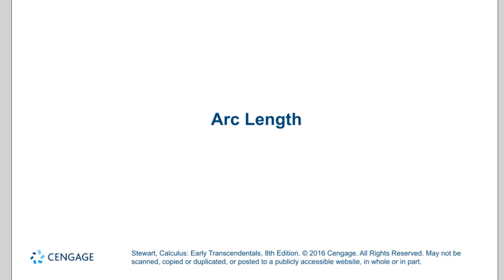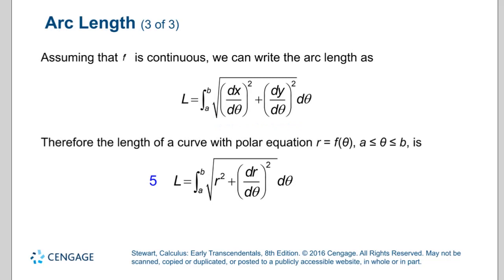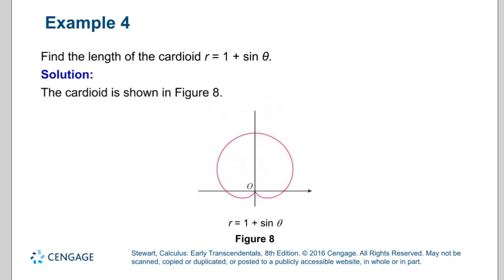Now we're going to look at finding arc length. We're going to find the arc length of the cardioid that we did in the last section. The integration is very similar to the one we were using before. Remember, the parametric one was dx over dt plus dy over dt. This is going to be dx over d theta plus dy over d theta. And the way it breaks down, it ends up being r squared plus dr over d theta. So it's the integral from a to b of the square root of r squared plus dr over d theta squared d theta.